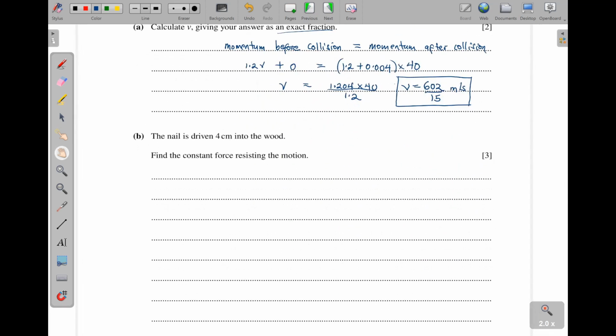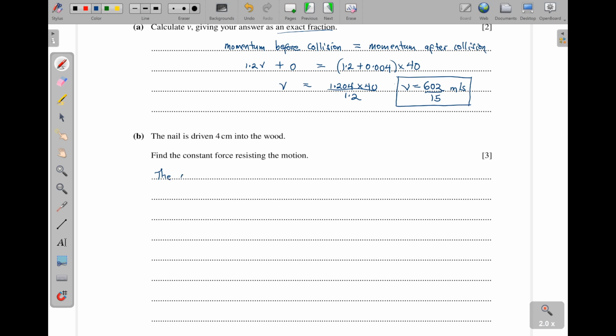Okay. Then part B, they're saying that the nail is driven 4 centimeters into the ground, into the wood. Find the constant force resisting the motion. Now, if this nail is driven into the ground, that means it comes to rest after 4 centimeters. Okay? Let me write it.